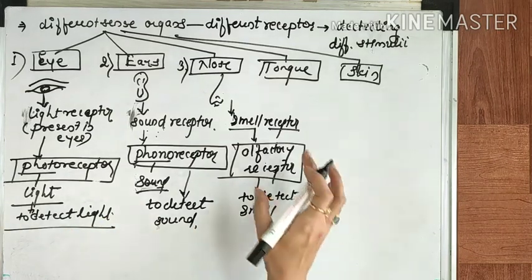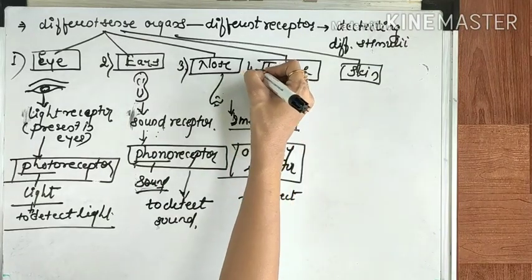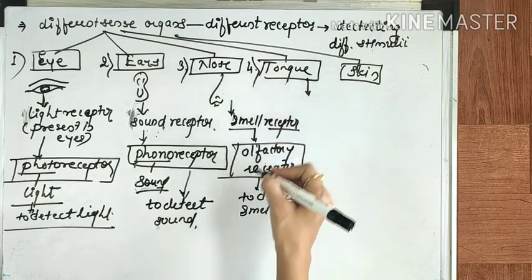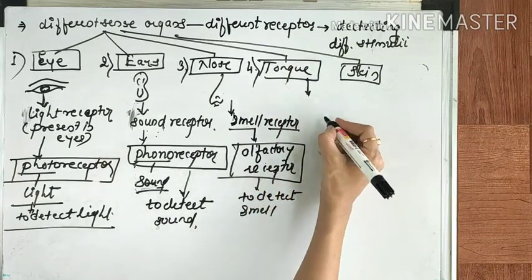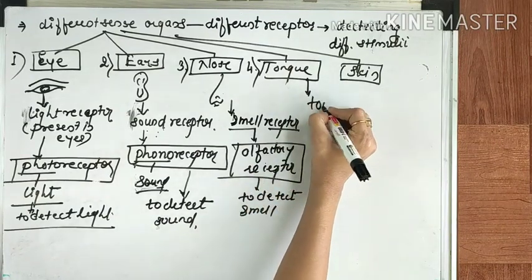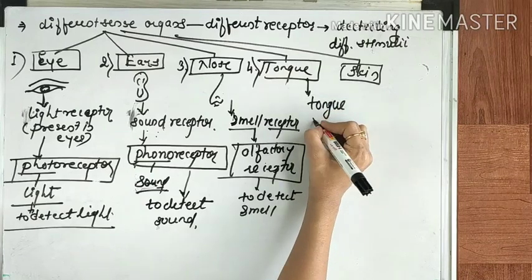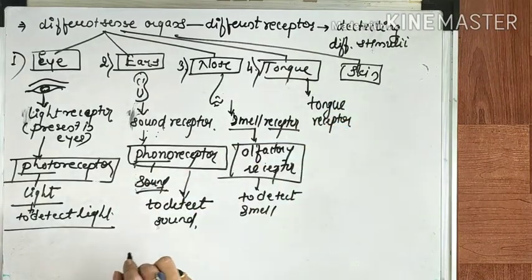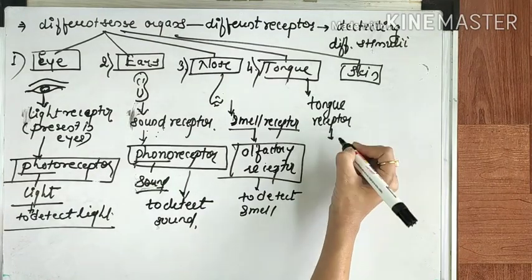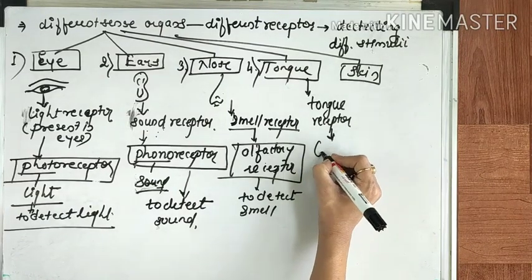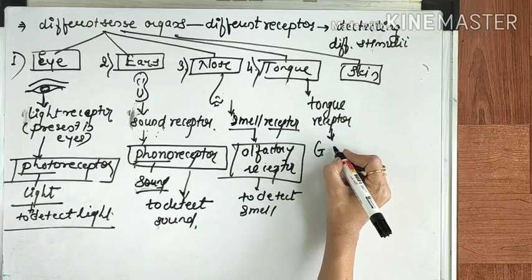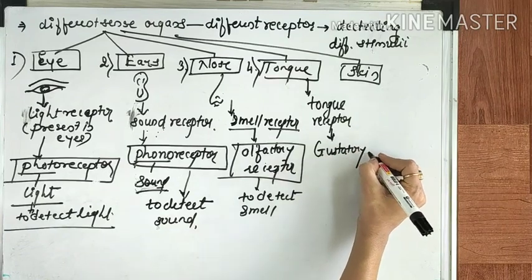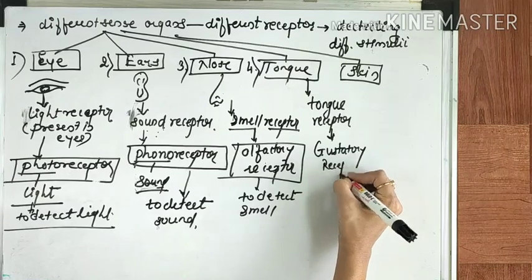Next is the tongue. Okay, the fourth sense organ is the tongue. The tongue has a taste receptor, and that receptor present in the tongue is known as the gustatory receptor.